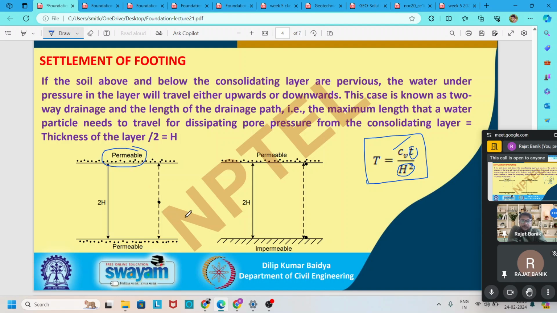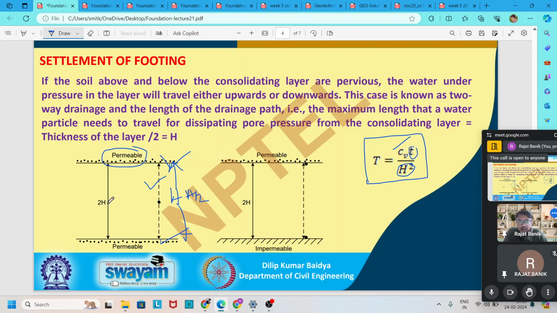So if the layer is sandwiched, covered by permeable layers on both sides, that means both sides of this layer have a permeable layer, then the drainage path is half of the thickness of this layer. That means if the thickness of the layer is H, then the drainage path becomes H by 2.